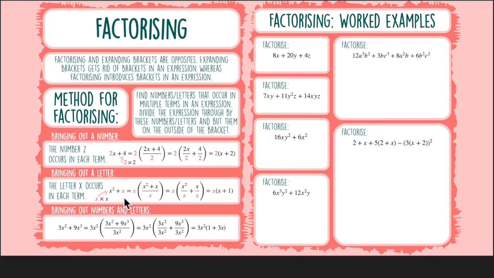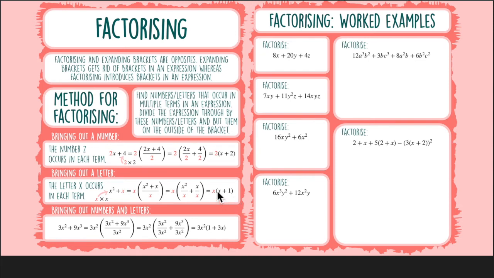So I can factorise this expression by putting it in a bracket and dividing it through by x and putting x on the outside. Simplifying that, you then get x times bracketed x plus 1. And again, let's just check we're correct.